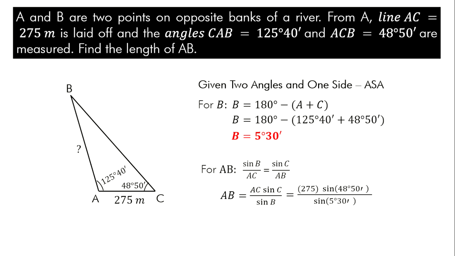If we calculate that using your calculator, AB is equal to 2,159.92 meters. So the distance from A to B, the length of AB, is equal to 2,159.92 meters.